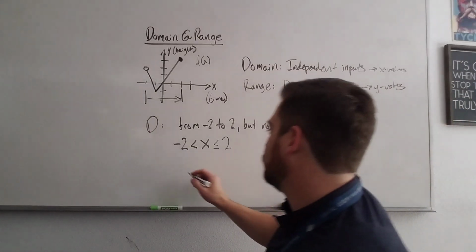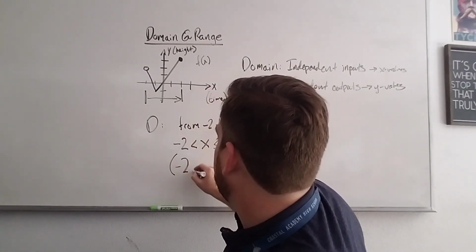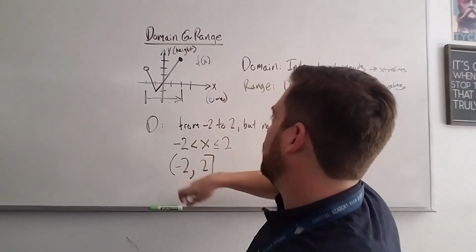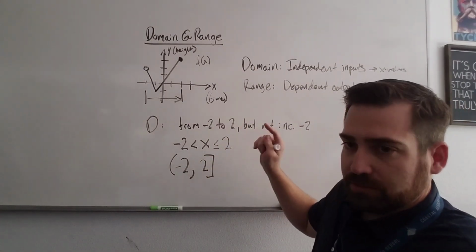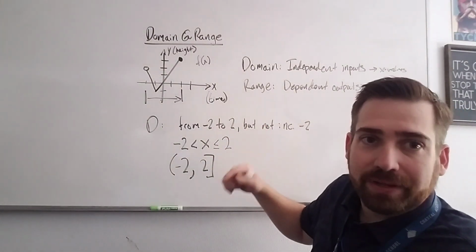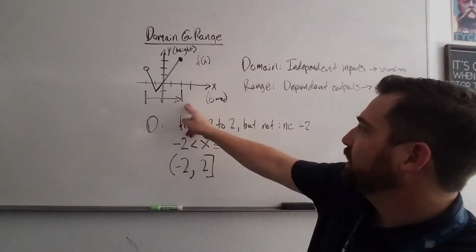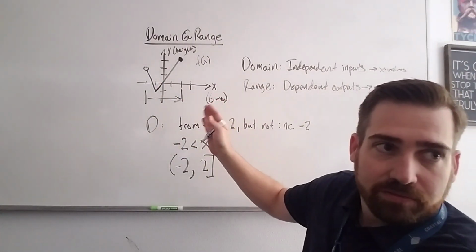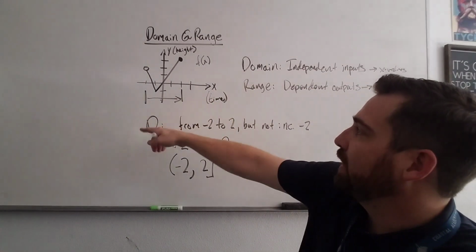Now, there's also another way that we can do it. We can list it as brackets. So it's -2, 2, and on the left side we have a curved bracket representing that -2 is not included, and on the right side we have a squared off bracket representing that 2 is in fact included. So this is how we do our domain. We think of it in terms of at what times does my graph exist? For what time values is something happening? And in this case it's from -2 to 2.